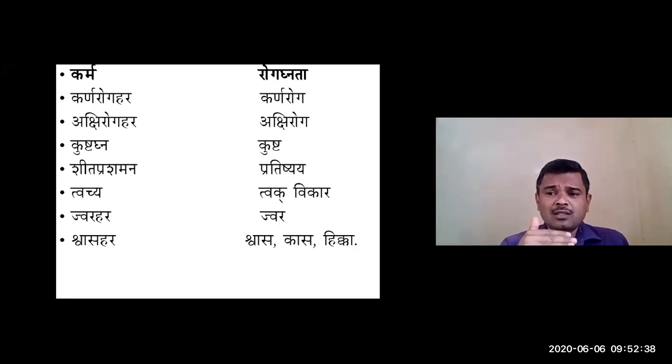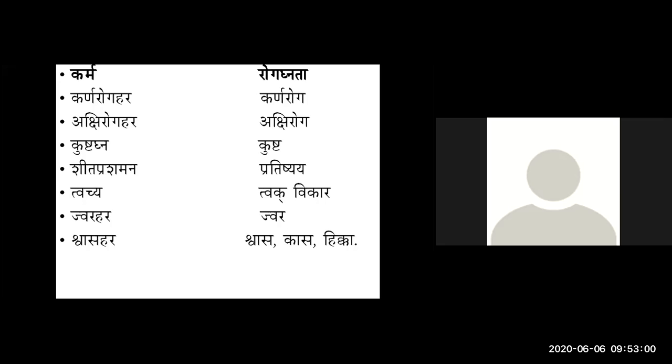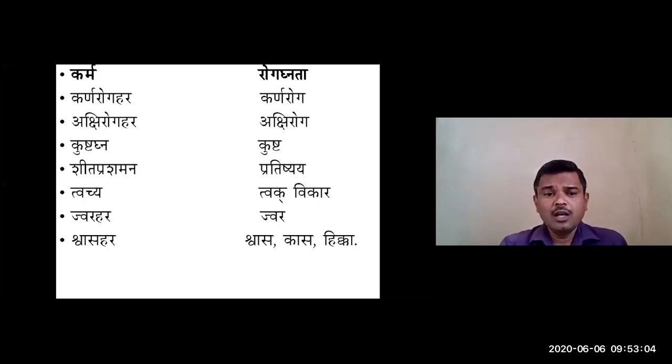Urdhva jatrugata vikaras like karna roga, nasa vikara, chakshugata vikaras, we use this drug. If you see, it has karna rogahara karma, indicating in case of karna roga. Akshi rogahara, indicating in case of chakshugata vikaras; it has kushtaghna karma, indicating in case of kushta.